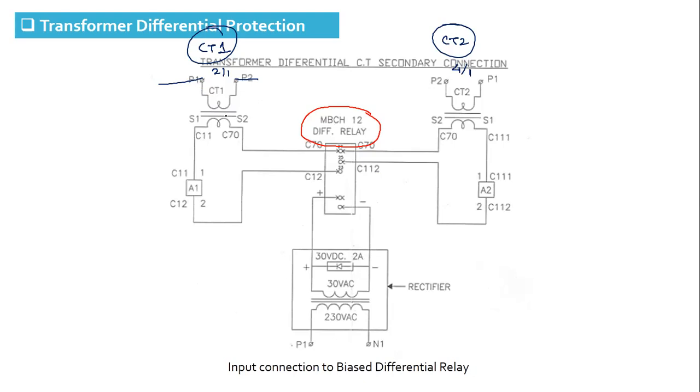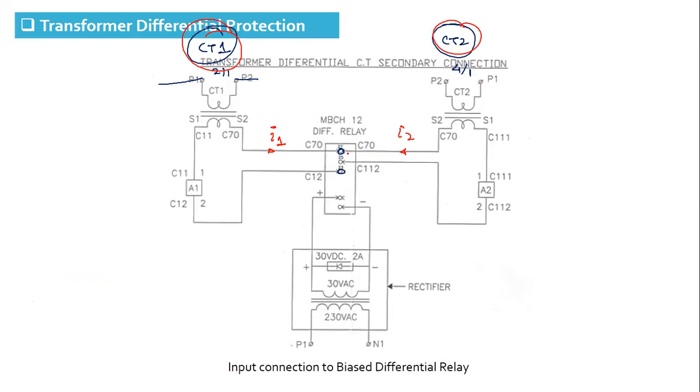The current from CT1 is injected into the MBCH12 relay. You can see the pin numbers, 23 and 27. This is the injected current I1 from CT1. This is the injected current I2 from CT2, which is on the 115 volt side.